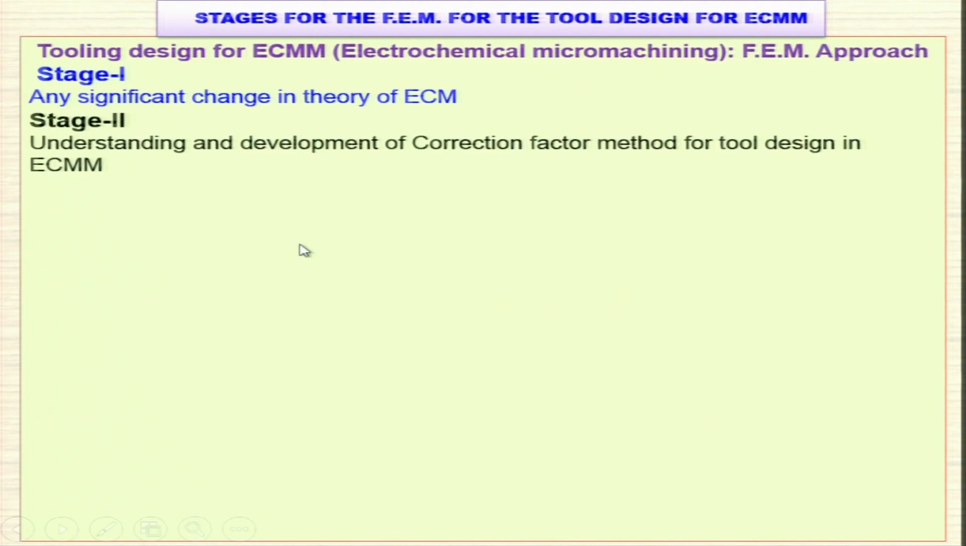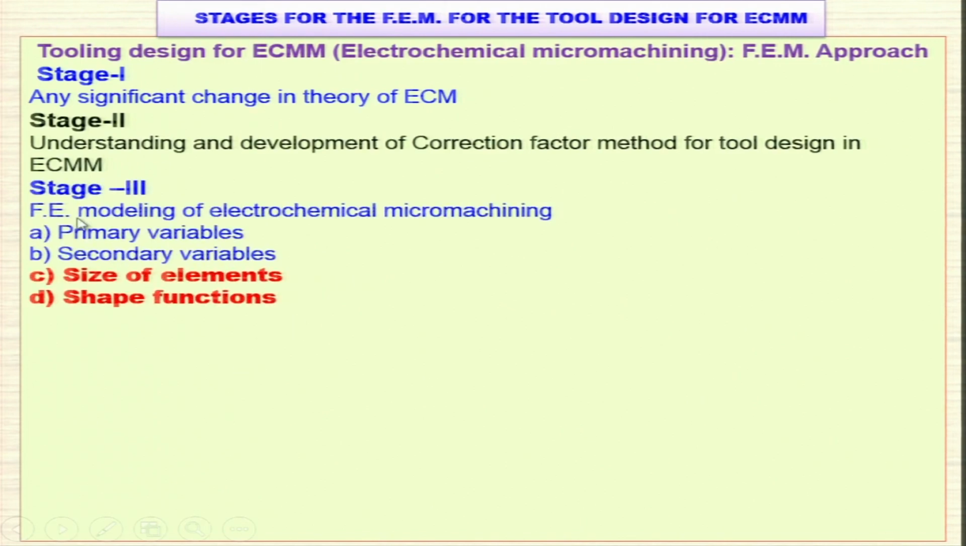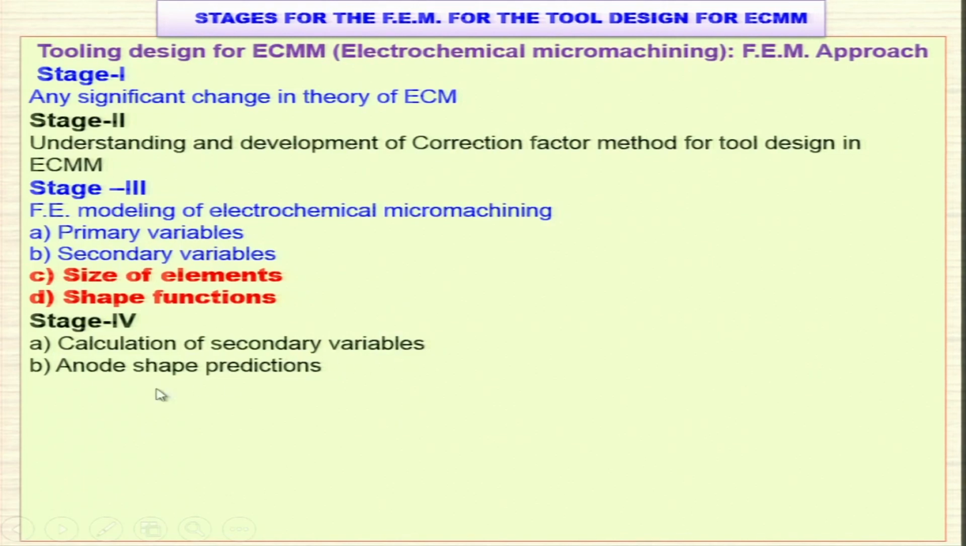Stages for the finite element method for the tool design for ECMM. Tooling design for ECMM, finite element approach. Stage 1, any significant change in theory of ECM. Stage 2, understanding and development of correction factor method for tool design in ECMM. Stage 3, finite element modeling of electrochemical micromachining, which includes primary variables, secondary variables, size of element, shape. These two are very important parameters to be selected carefully. Size of the elements, because all this will decide with what accuracy you are going to get the computed or predicted results. And shape of functions, that is, shape of the elements is also very important, I have shown you. And calculation of secondary variables, anode shape prediction.